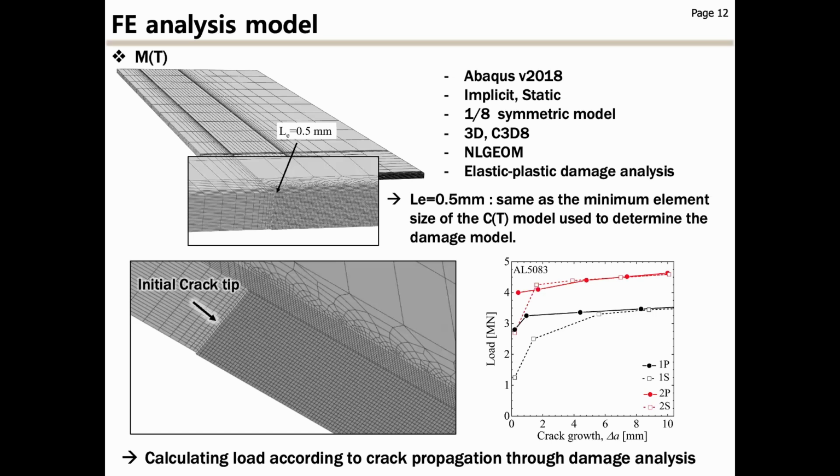This is the FE analysis model. The specimen was modeled as an axisymmetric model, and elastic-plastic damage analysis was performed. The minimum element size was 0.5 millimeter, which is the same as the minimum element size of the CT model used to determine the damage model.